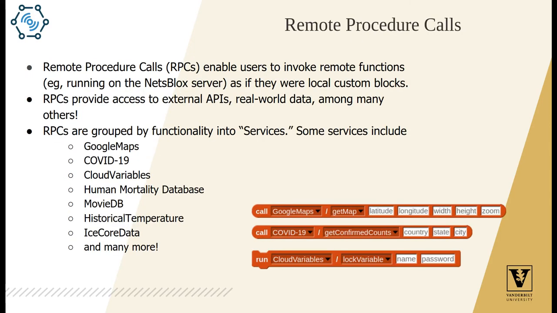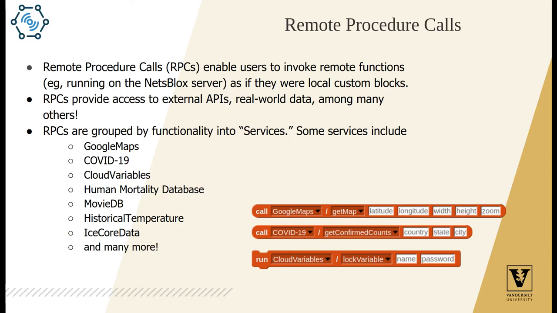So let's jump into the first of these abstractions. Remote procedure calls, as shown in the lower right here, enable users to invoke remote functions, in other words, such as those running on the NetsBlox server, as if they were local custom blocks. So they can use them just like any other block or piece of code that's running in this environment.